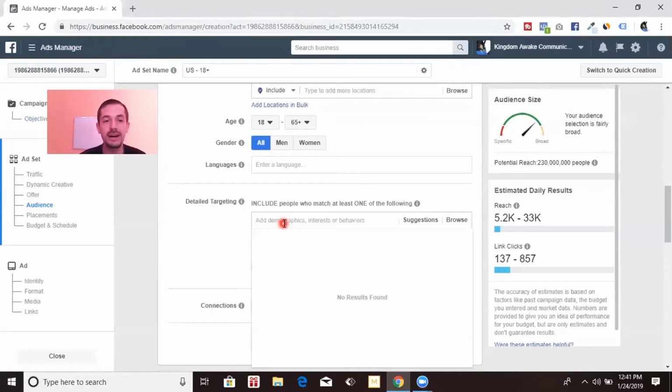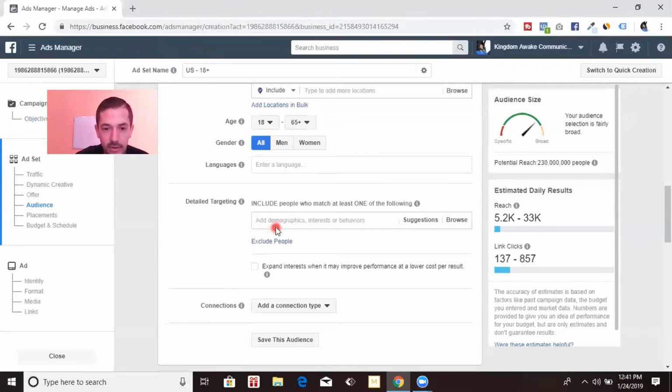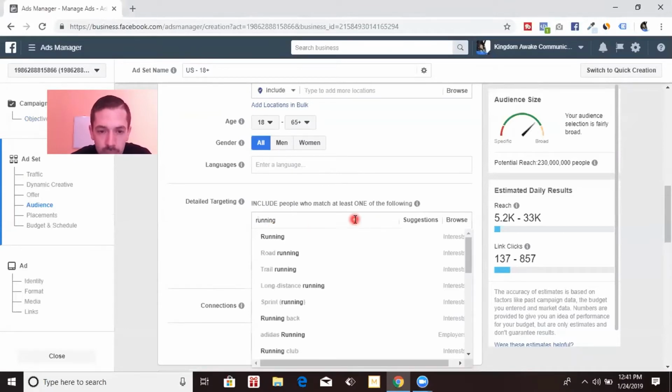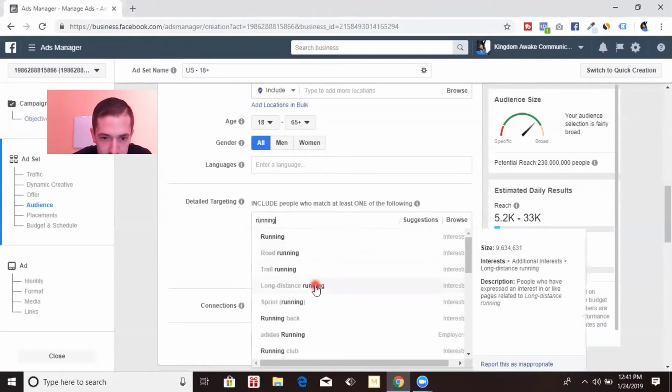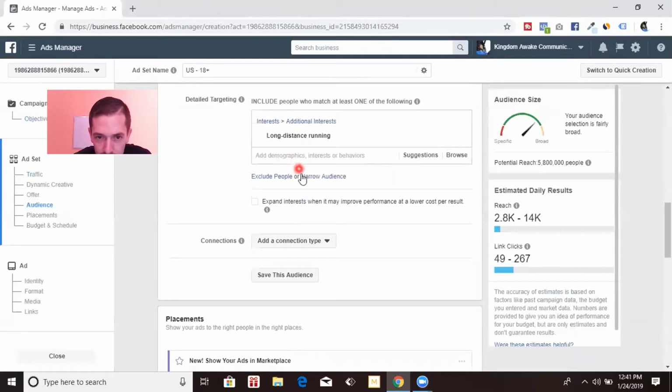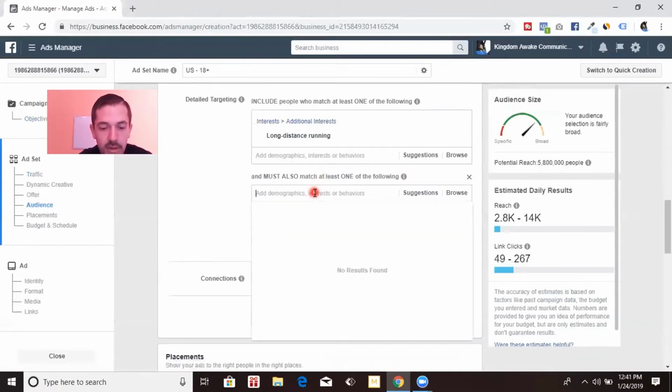We want to find long distance runners. So let's type in running, and I'm doing this on the spot. Let's see what Facebook comes up with. Road runner, long distance running. Okay, we have 9 million people. We got US marked, long distance running. And then let's narrow our audience. That's 5 million people.